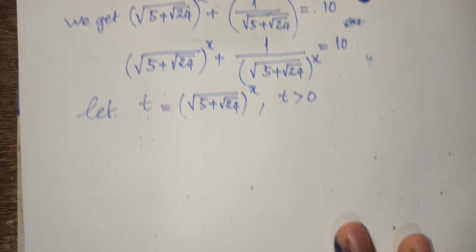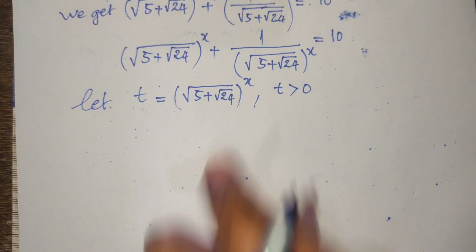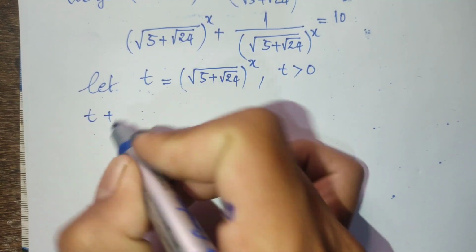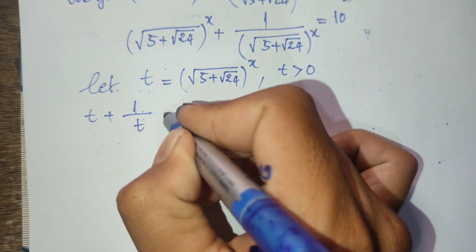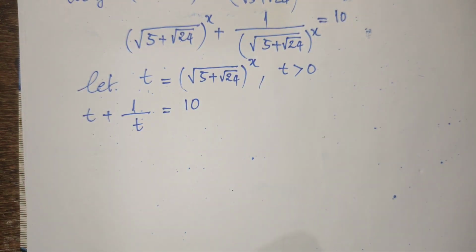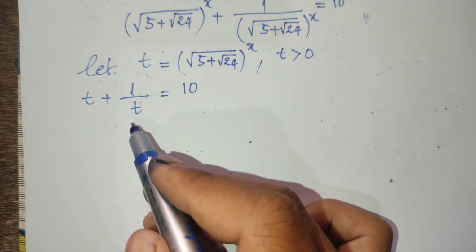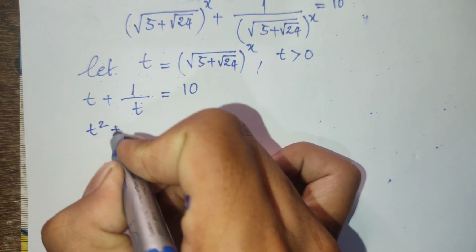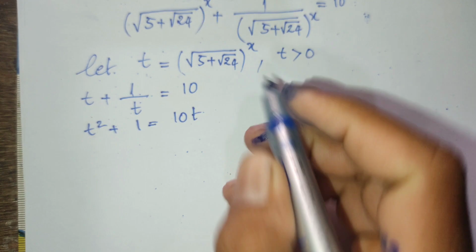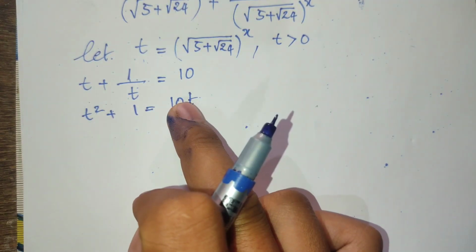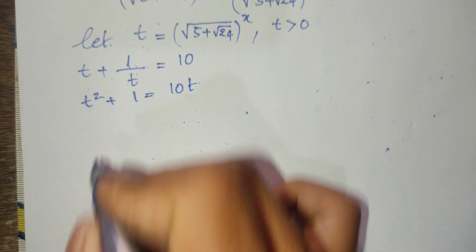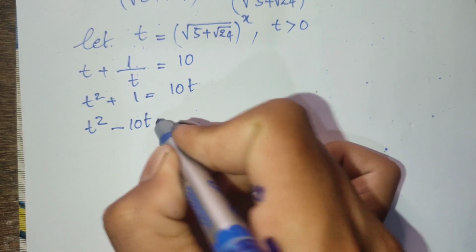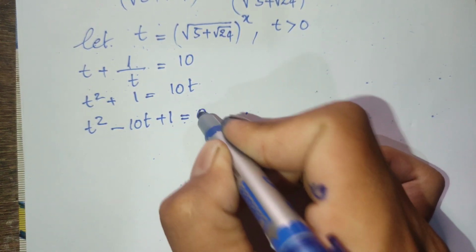And now we get another equation: t plus 1 divided by t is equal to 10. Now I multiply both sides of this equation by t. So we get t squared plus 1 equals 10t. And now I move 10t from the right hand side to the left hand side. So I get t squared minus 10t plus 1 is equal to 0.